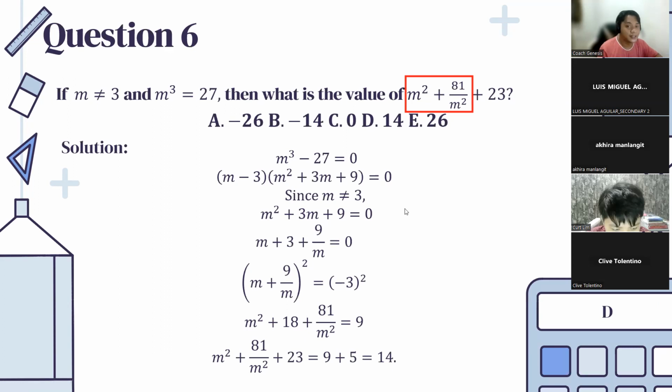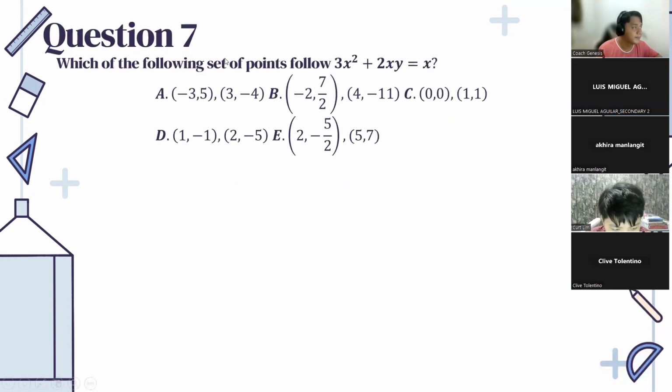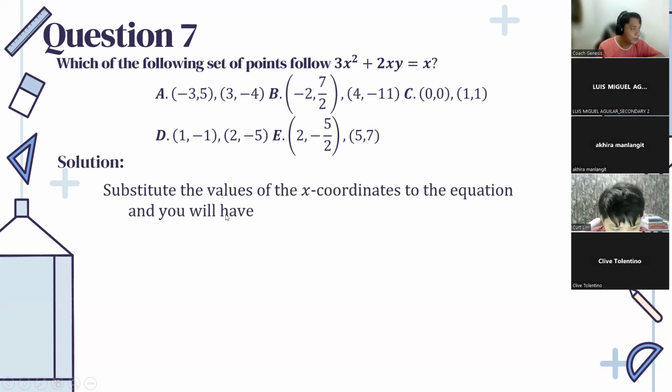Okay. So next question, number 7. Which of the following set of points follow 3x squared plus 2xy is equal to x? Okay, so this might be confusing at first, but you can optimize the way of finding the value which will follow this equation.